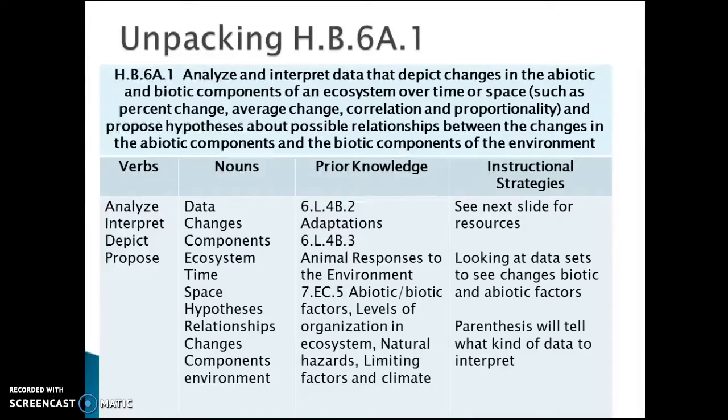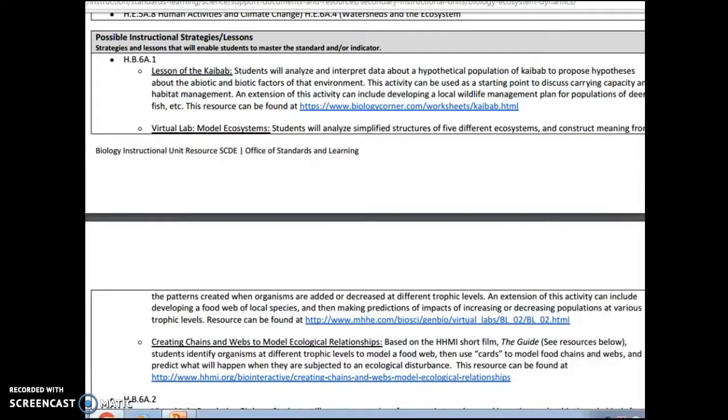I'm possibly looking at data sets to see changes in biotic and abiotic factors. Parentheses will tell what kind of data to interpret. So again, they're going to be analyzing and interpreting data. This is the science and engineering practice that they're going to be doing. And they're going to be analyzing and interpreting things from abiotic or biotic factors. And so I might be looking for percent change, average change, correlation, or proportionality. Those are the types of graphs or data sets that I would be examining.